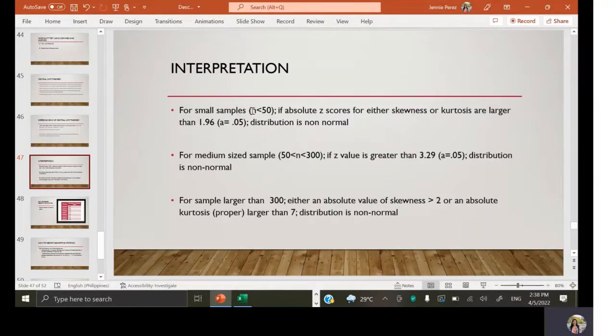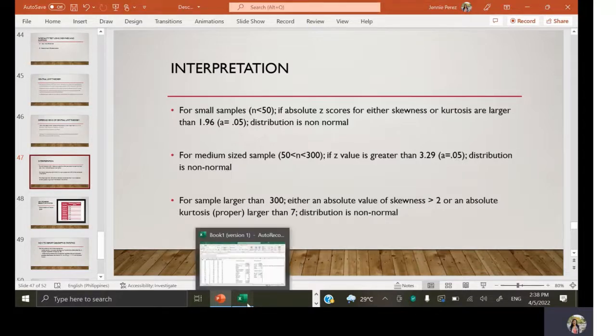Okay, for small sample sizes, where n is less than 50, if the absolute z-scores for either skewness or kurtosis are larger than 1.96 at alpha 0.05, the distribution is non-normal. So how do you know this? Let's say, for a medium-sized sample, where the sample size is greater than 50 and less than 300, if the z-value is greater than 3.29 at an alpha of 0.05, the distribution is non-normal.